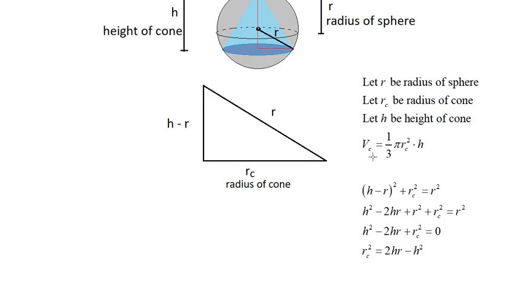We know that the volume of the cone is 1/3 times pi times the radius of the cone squared times the height of the cone. And then from this right triangle, we have (h minus r) squared plus r sub c squared equal to r squared.